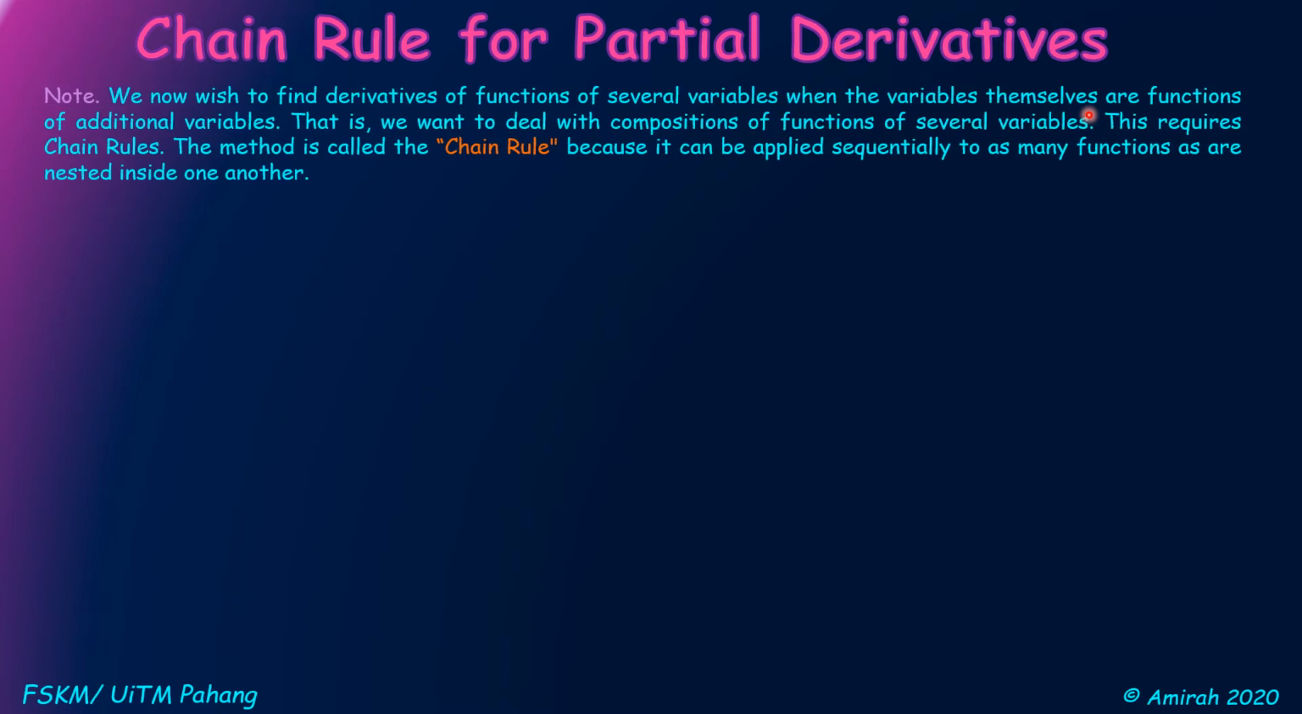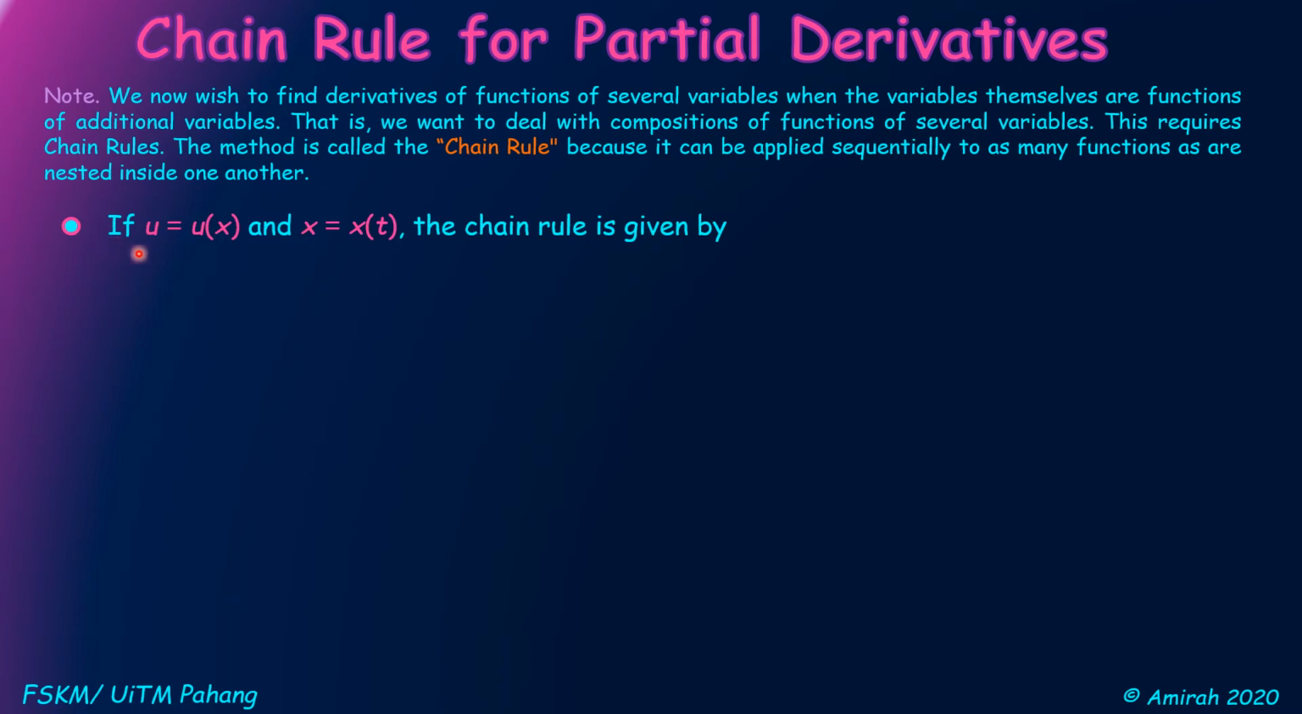We now wish to find the derivative of a function of several variables when the variables themselves are functions of additional variables. That is, we want to deal with the composition of functions of several variables. This requires chain rules. The method is called the chain rule because it can be applied sequentially to as many functions as are nested inside one another.